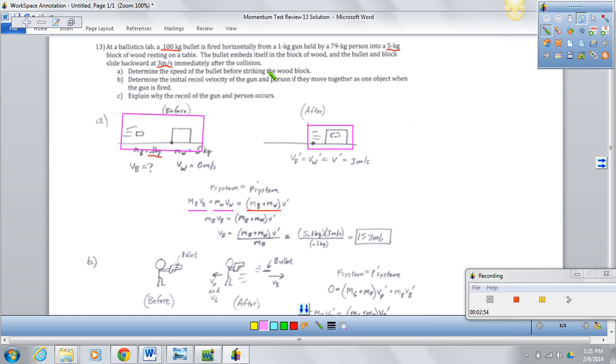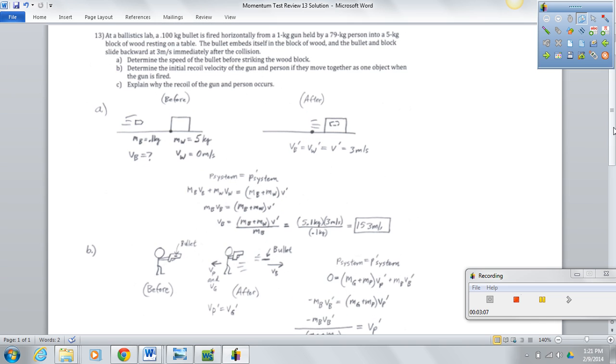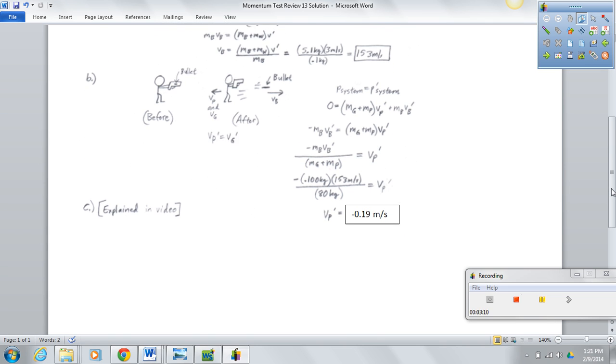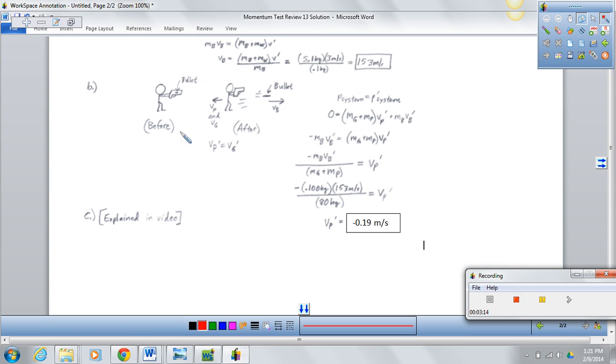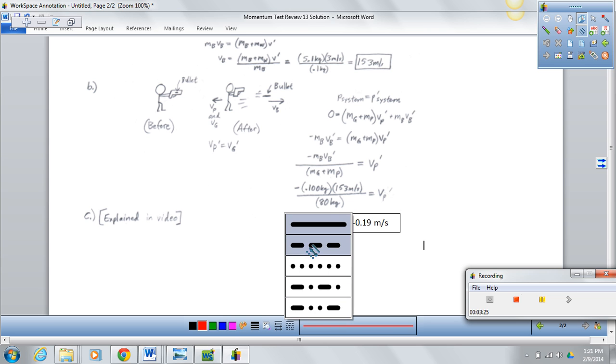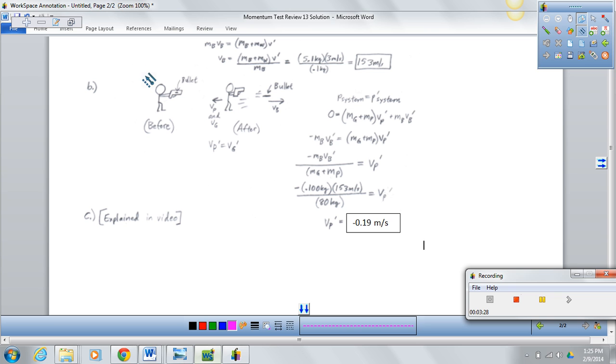Okay, on to part B. Part B says determine the initial recoil velocity of the gun and person if they move together as one object when the gun is fired. So let's scroll down a little bit so you can see this a little better. Now we're looking at a different system. Now we have a system that is a person and a bullet and a gun, all as one system. So this is my system, the bullet, person, gun system.